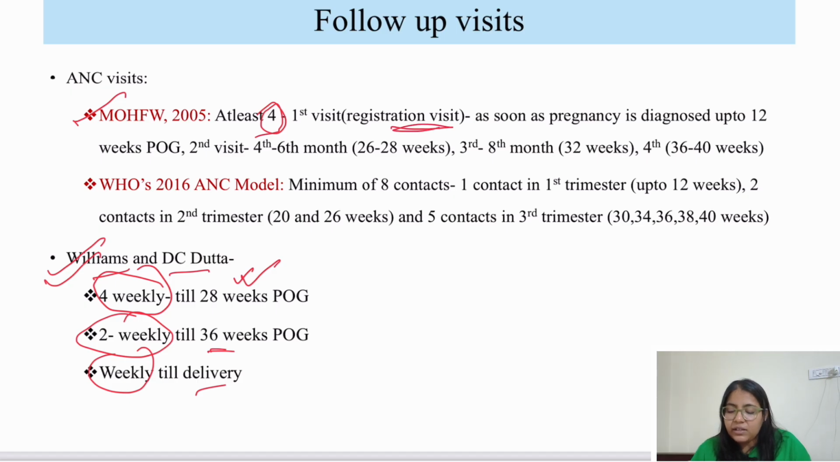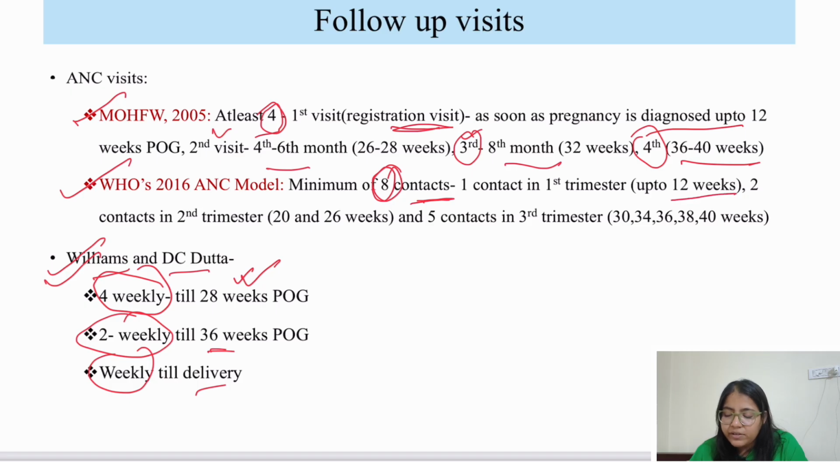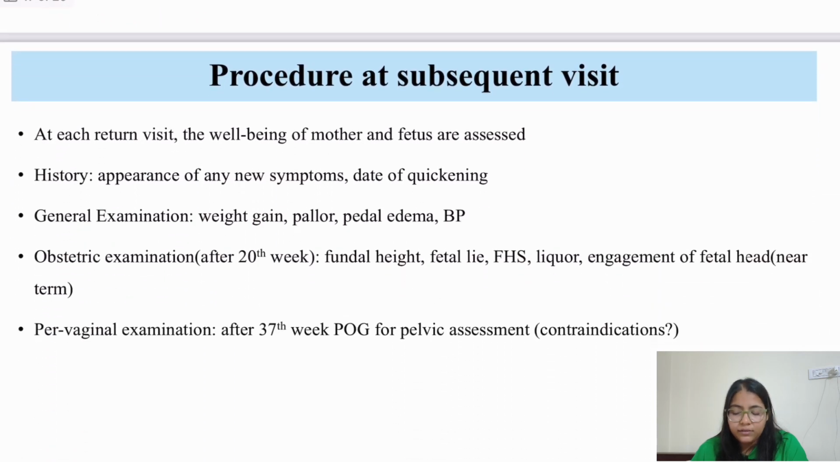So the first visit is the registration visit, when the patient visits you for the first time as soon as the pregnancy is diagnosed, up to 12 weeks. Then the second visit between 4 to 6 months, the third visit by 8 months, and the fourth visit by term. And the WHO ANC model says a minimum of 8 ANC contacts are needed: 1 in the first trimester up till 12 weeks, 2 contacts in the second trimester and 5 contacts in the third trimester. So just remember at least 4 ANC visits are needed, and as per WHO at least 8 ANC contacts are needed.